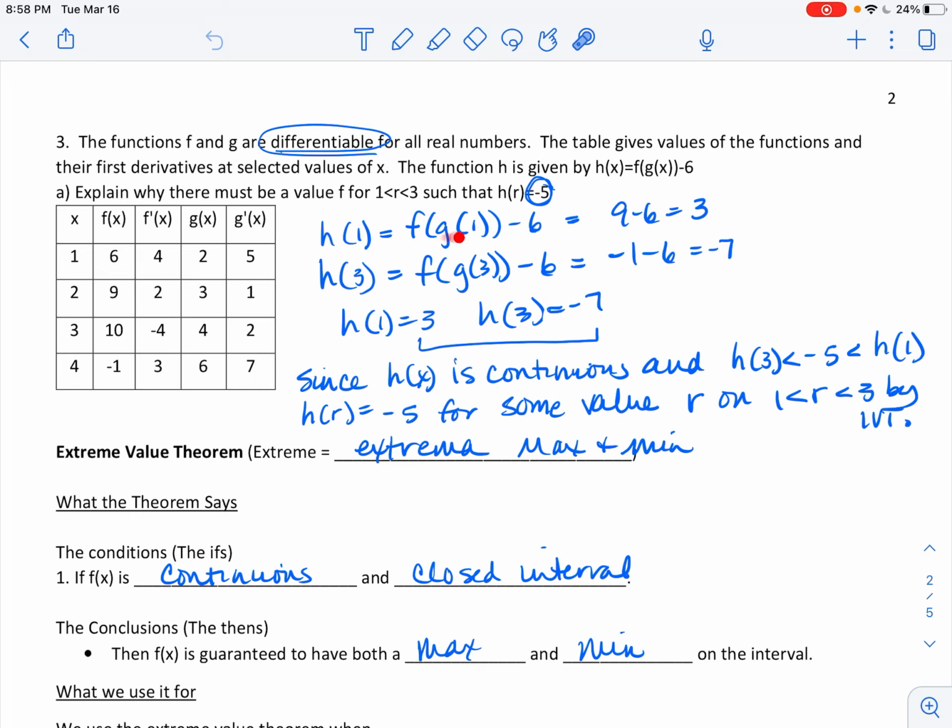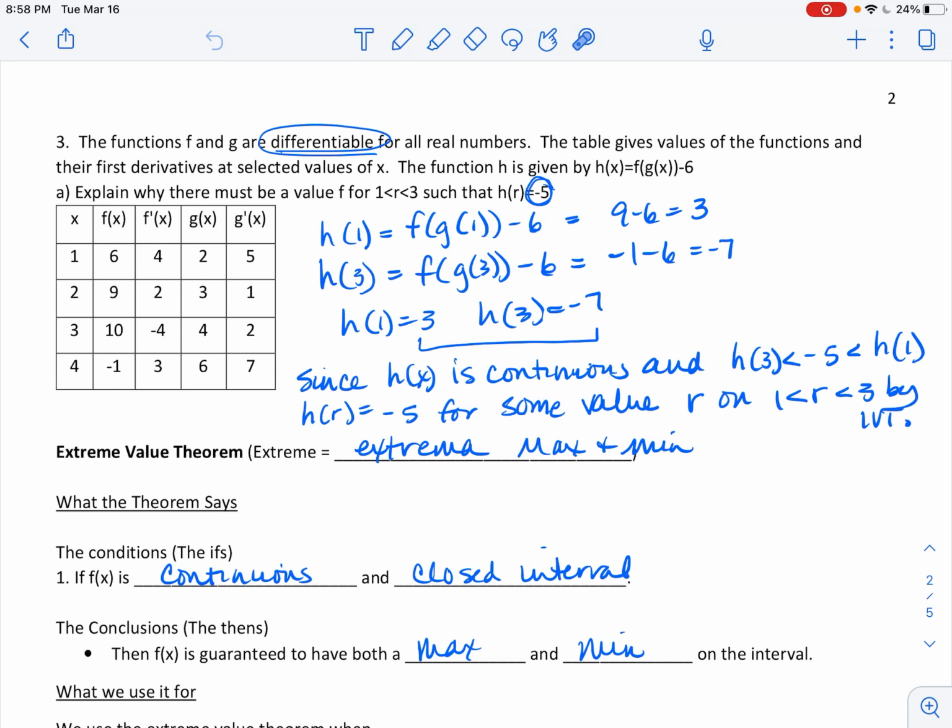Okay, so let's evaluate the function at the endpoints. H of 1, if we plug 1 into our function, we have f of g of 1 minus 6, and that gives us 3. H of 3 is f of g of 3 minus 6, and that gives us -7. So these are our y values. Does -5 fall between those y values? Yes. So since h of x is continuous, and we're doing from least to greatest, so that h of 3 comes first, -7 is less than -5, which is less than h of 1.